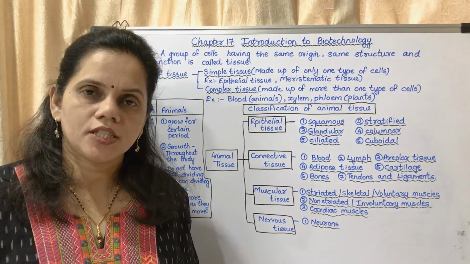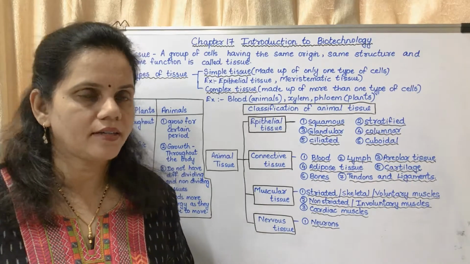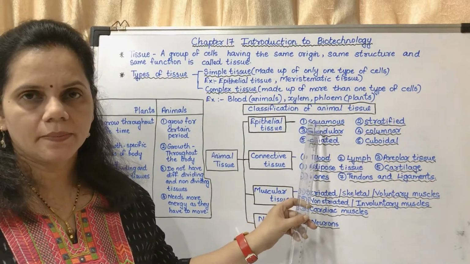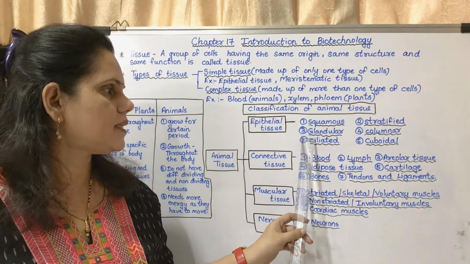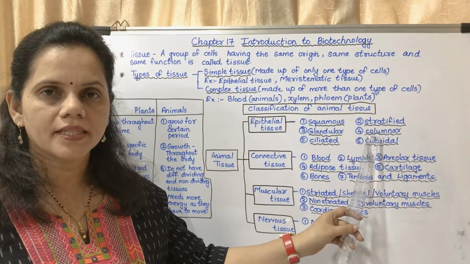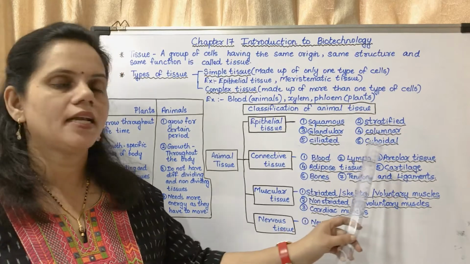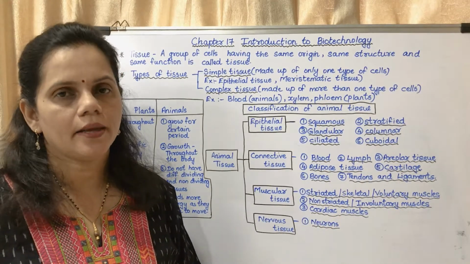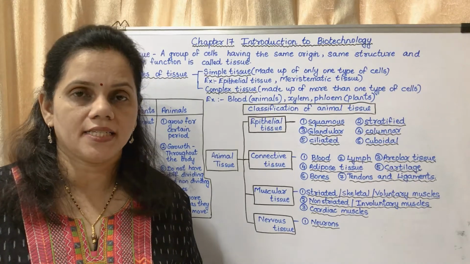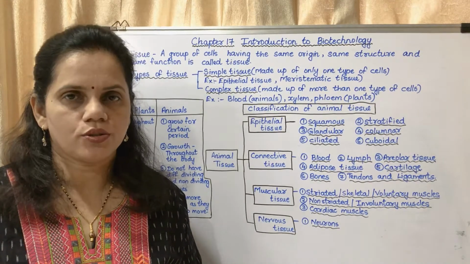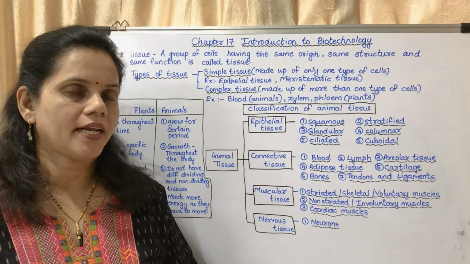This epithelial tissue is of 6 different types. What are they? Squamous epithelium, stratified epithelium, glandular epithelium, columnar epithelium, ciliated epithelium and cuboidal epithelium. You have to learn the names of these tissues with spellings. The spellings should be correct.